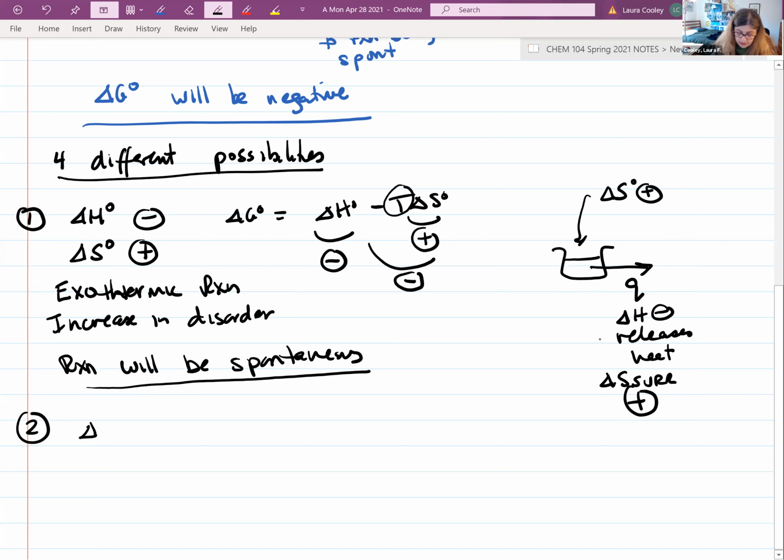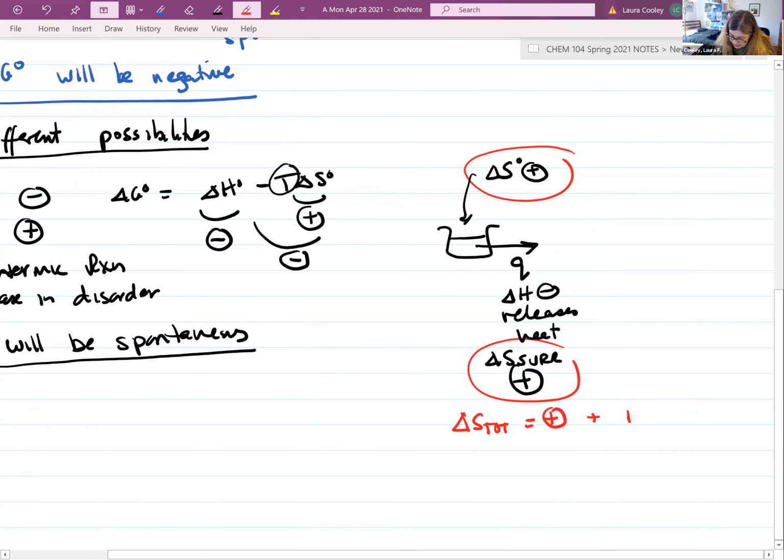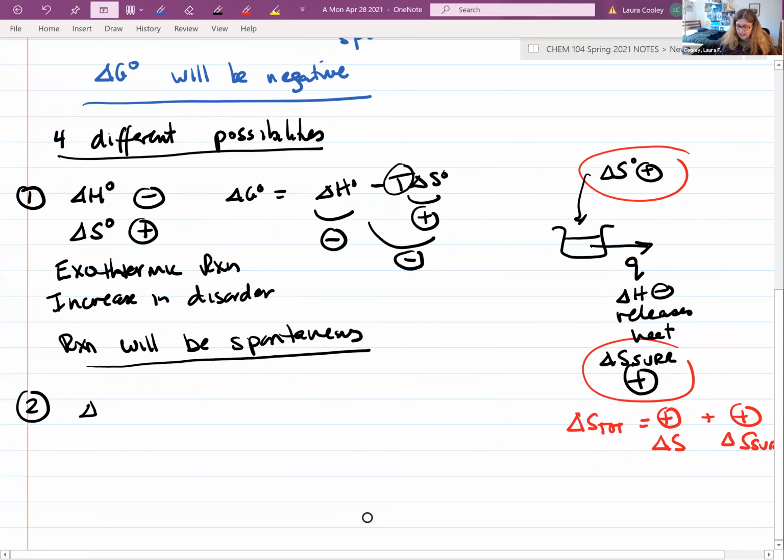So you have a positive delta S surroundings and a positive delta S. That means that the delta S total is positive plus positive, right? It's two of them. Delta S and delta S surroundings both contribute to making this a spontaneous process. And the same is true here. This helps make the delta G0 negative, and this does too.